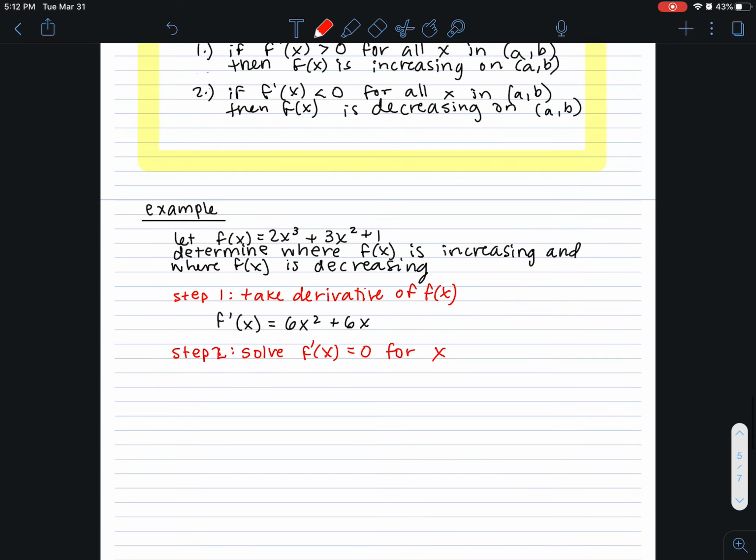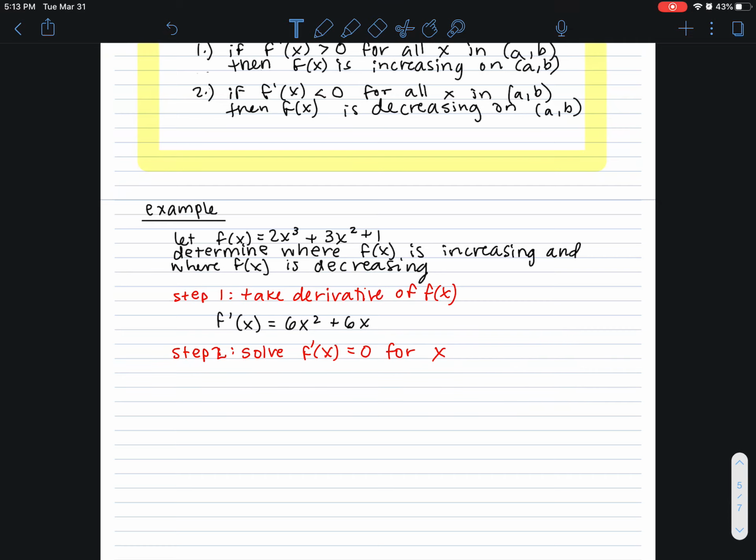We had maxes and mins because to go from a positive slope to a negative slope, we had to cross a 0 slope. So we're going to find all those 0 points, and that'll help us tell the intervals on which it's increasing and decreasing.